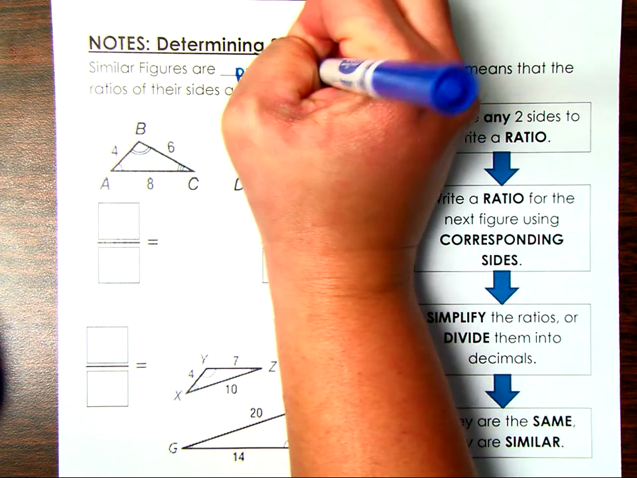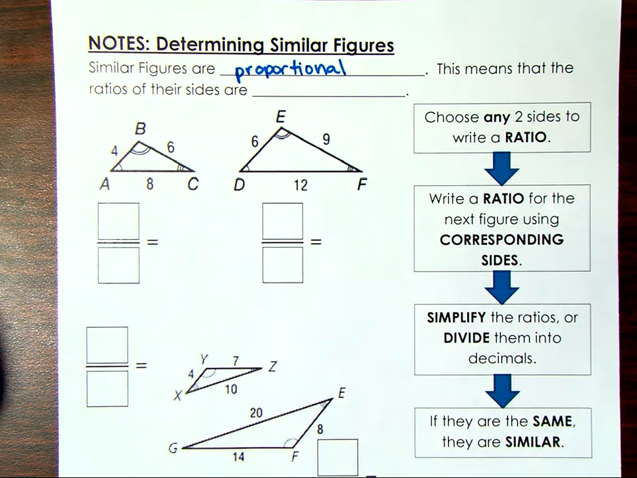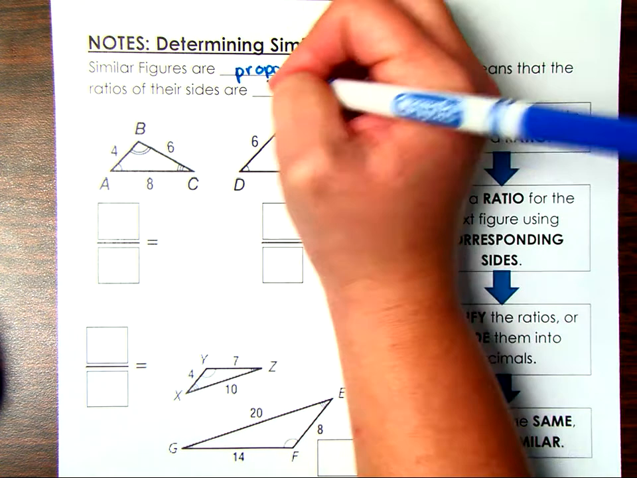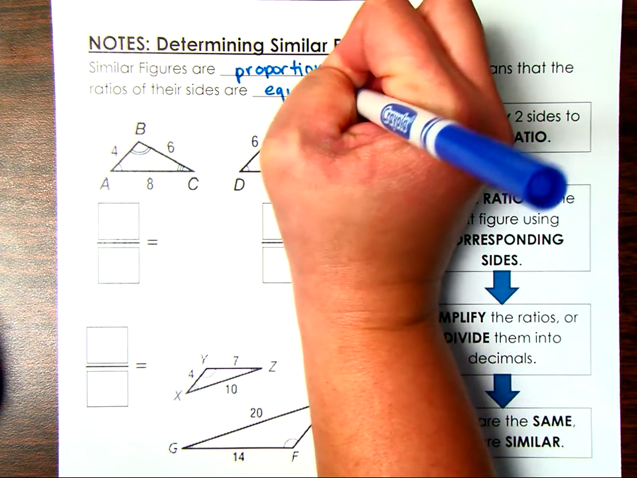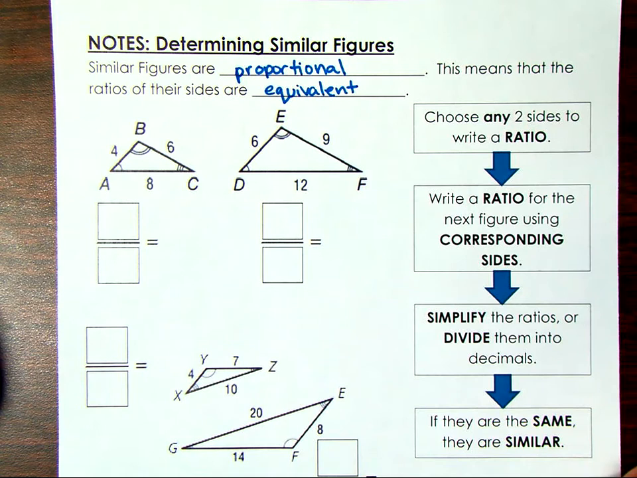So what we're going to do today is we're going to prove it with the math. We're going to say that similar figures, again, are proportional. That means that the ratios of their sides are equivalent. So we have a couple of steps here on the right-hand side to help guide us through these problems.